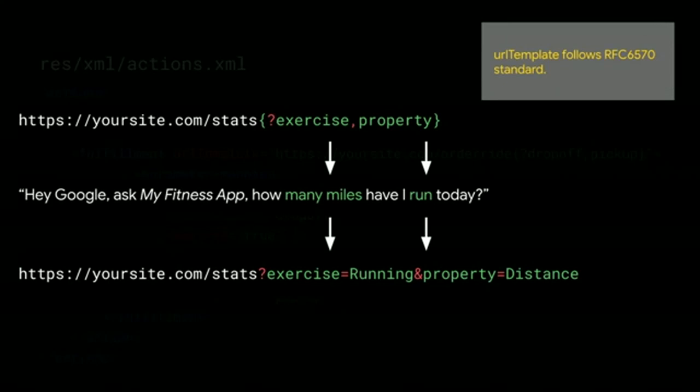We're then going to look at the text of that, and we're going to find out that they're talking about how many miles that they've run. And we're going to be able to extract out the structure parameters of running for the activity and distance for the exercise property. Then we can populate those parameters into the URL. You can see here what the final deep link URL will look like. HTTPS yoursite.com/stats with exercise set to running and property set to distance. I think it's pretty neat how we're able to do that.